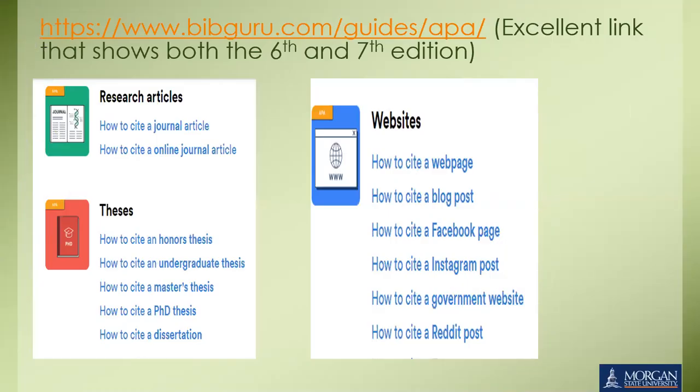Also, it goes into even more information for you. It tries to cover everything. It shows you research articles, how to cite a journal article. These are the main ones that we need. How to cite an online journal article. Then it gives us a thesis: how to cite an honors thesis, an undergraduate thesis, a master's thesis, a PhD thesis, and how to cite a dissertation. And then finally, it gives us websites: how to cite a web page, a blog post, a Facebook page, an Instagram post, a government website, and a Reddit post. So this is an excellent website for you to visit, www.bibguru.com/guide/APA. Excellent link. And again, it shows both the 6th and 7th edition.